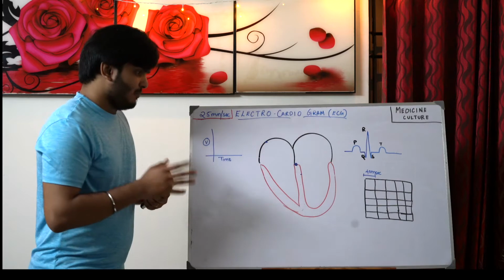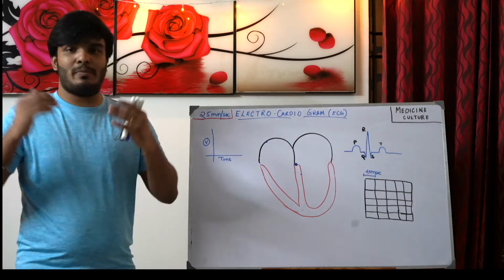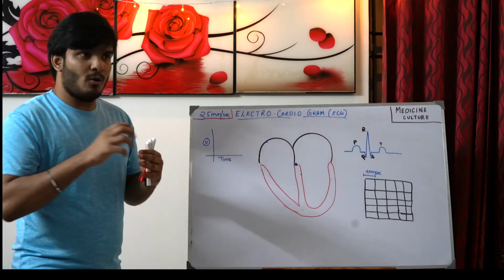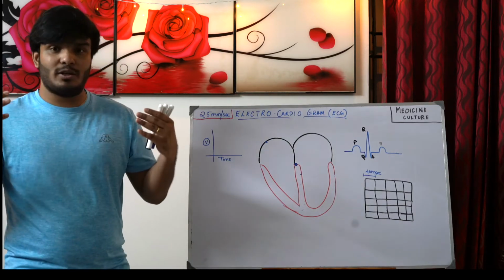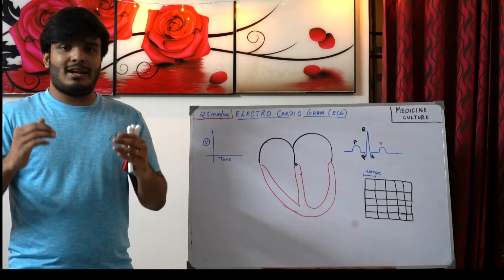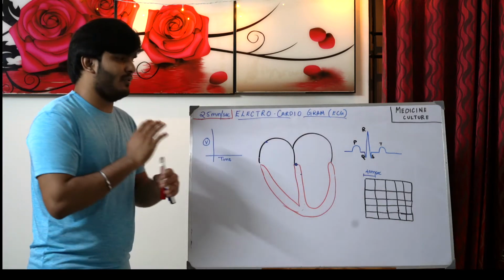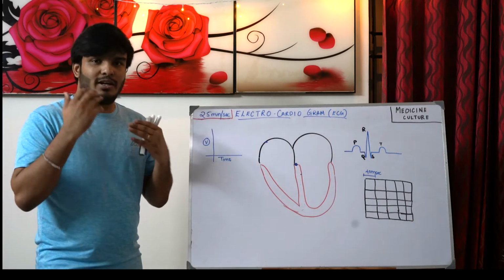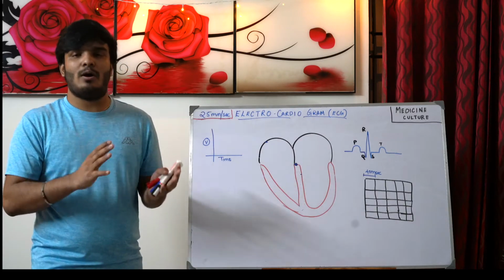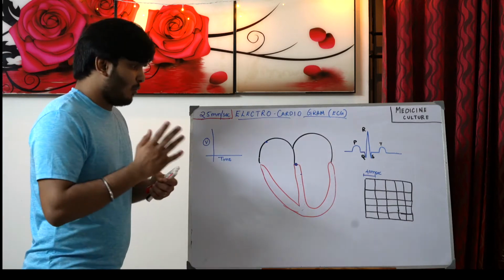Okay, now we have seen the leads, we have seen how the impulse travels. Now we are going to see what we are going to record, how the waves are going to get formed. Before we get into this, you guys need to understand 3 important things. Never forget these 3 important things. They will help you figure out how a normal ECG will look and how a pathological, abnormal ECG will look. So what are the 3 important things?